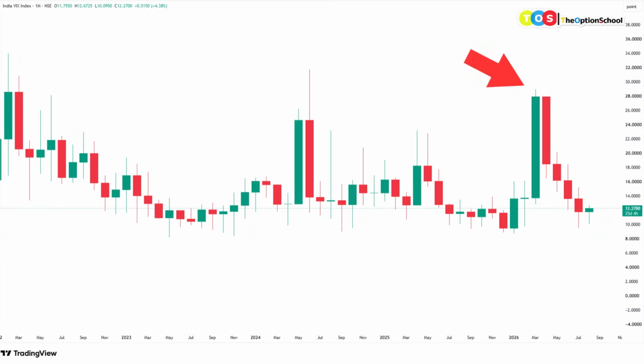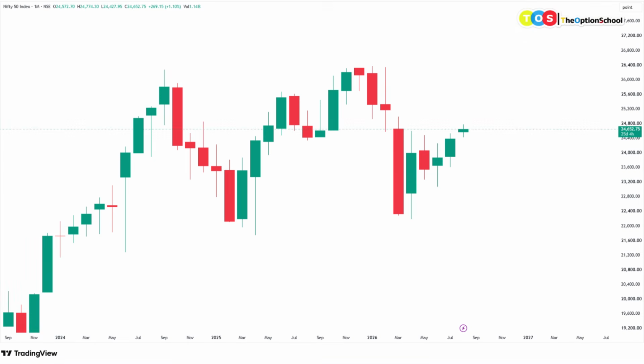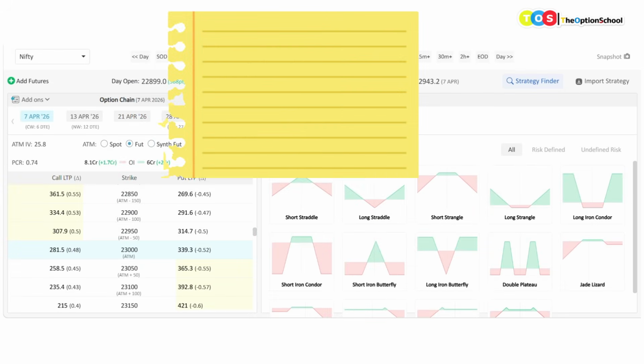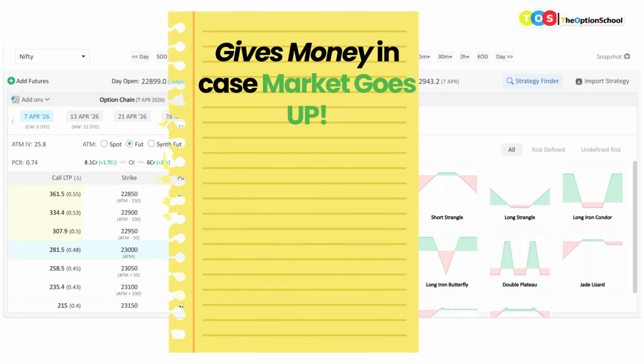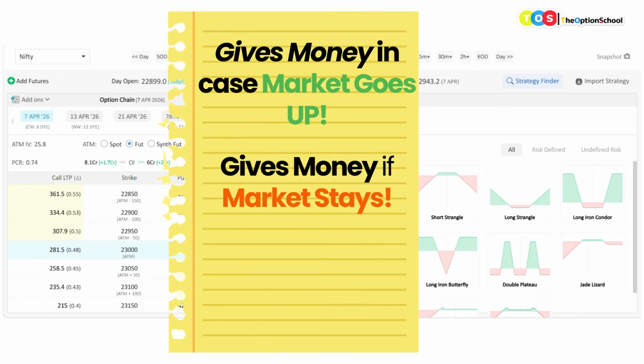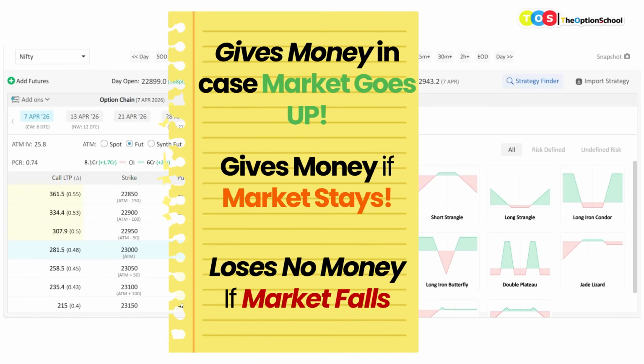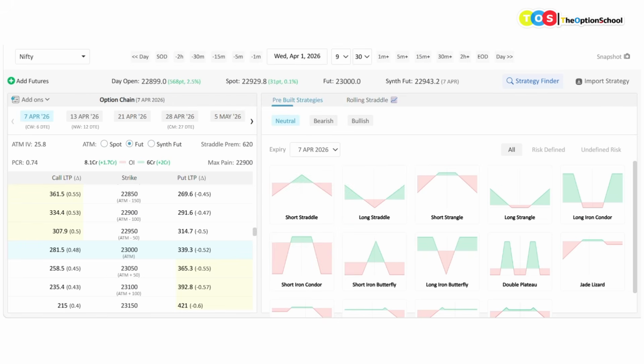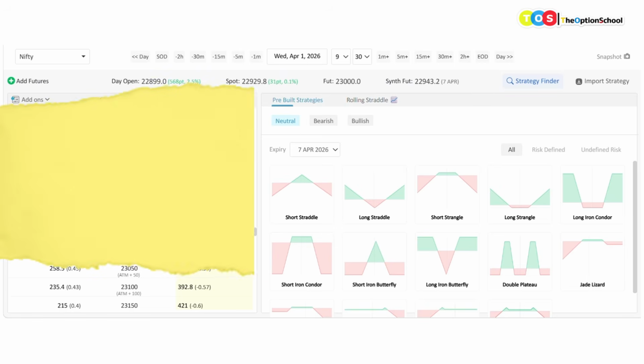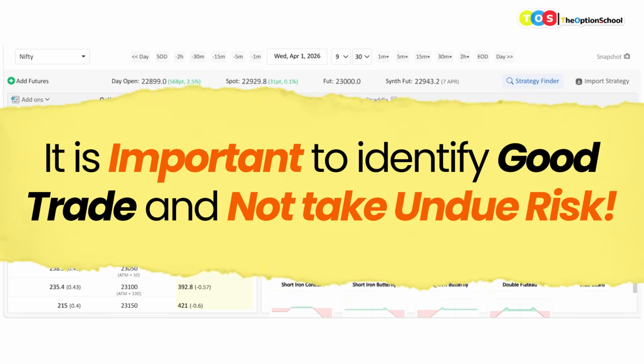We know VIX is very high. We know market is at a multi-month low, and here we want to take a trade which gives us money in case market goes up, which gives us money if market stays there only, and which is not taking away much money even if market falls by another 500 points from here. So what can be such a trade? Once you have identified the environment, it is very important to identify a good trade also, not taking undue risk.